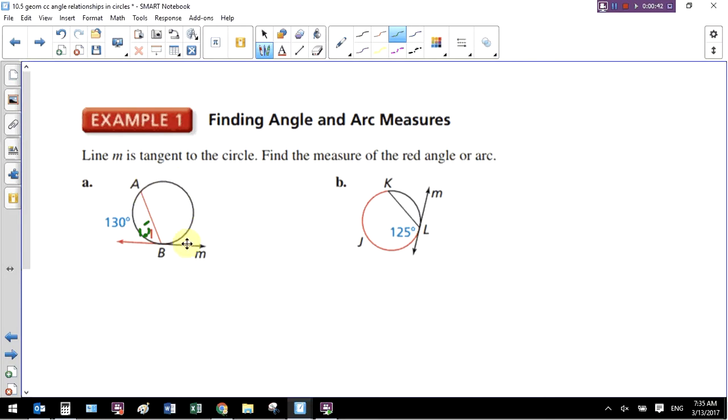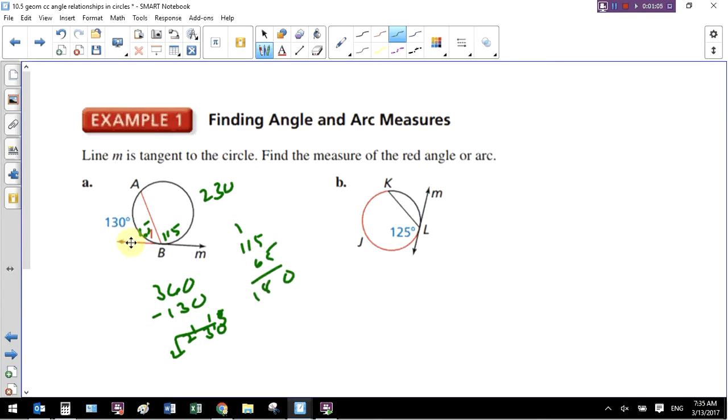And this is going to be 360 minus 130, which is 230. So this is 230 degrees on this side. So all that adds up to 360. So divide that in half, and this is 115 degrees. So 115 plus 65 adds up to 180, which is a straight line. So if this is 125, then this is going to be 250 degrees, and then you can work out the rest of that circle.